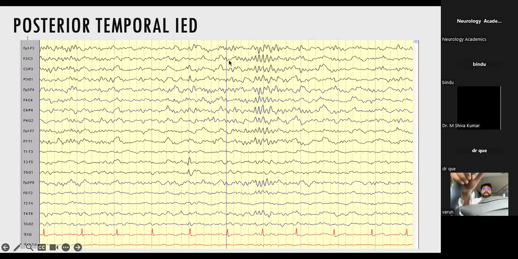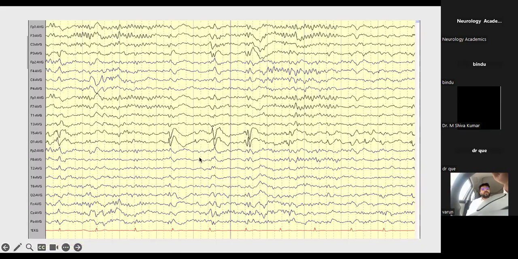Coming to posterior temporal IED, as I already told, it's a red flag if seen in isolated TLE-like semiology. It should be interpreted with caution because it may be propagated from the occipital region. Here we can see the phase reversal at T5. The corresponding common average shows the peak amplitude at T5. This is a posterior temporal IED.